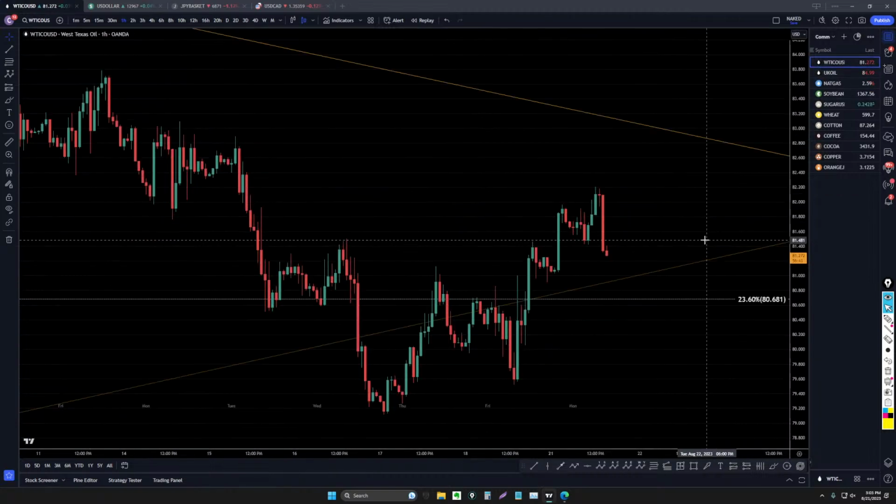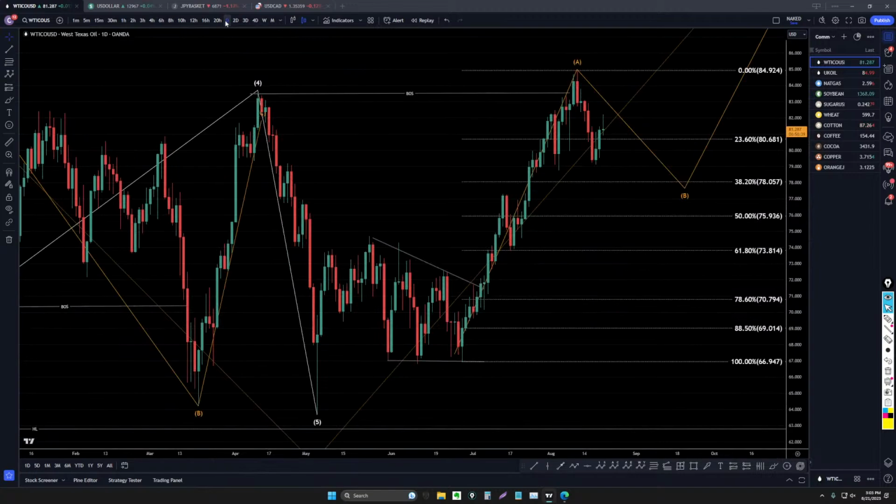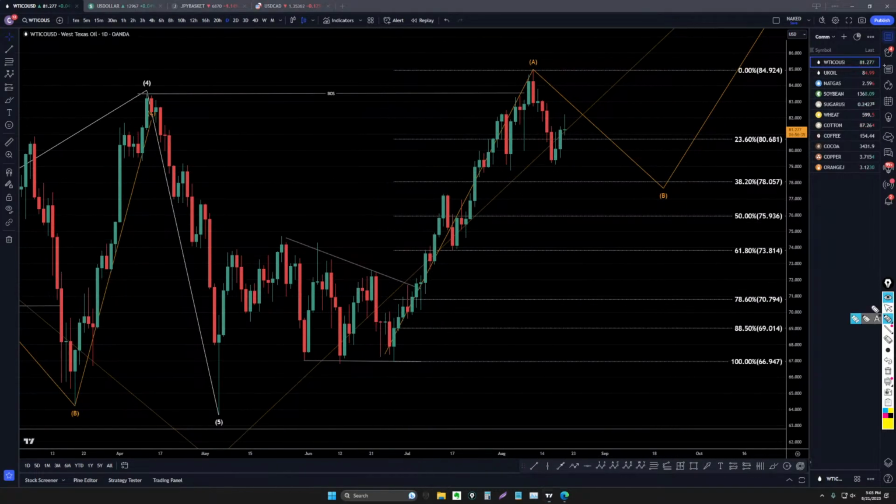What's up with oil? Ooh. What's that? I think we're still going down. A, B. We'll have to see if the B is over or not, whether it needs to go up again, and then C, and then probably back up for the bigger wave C.